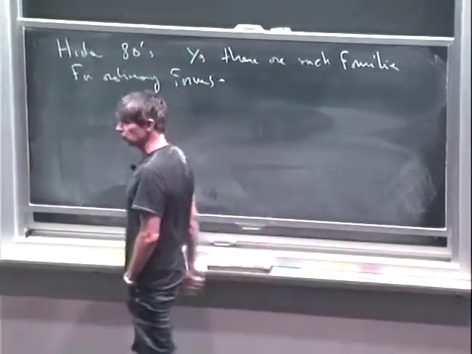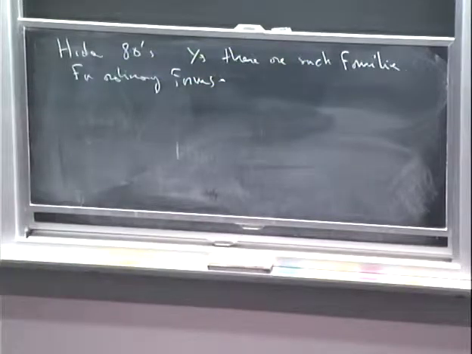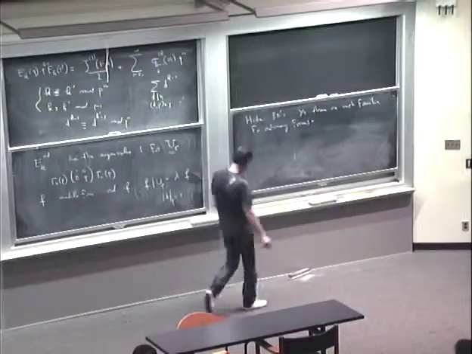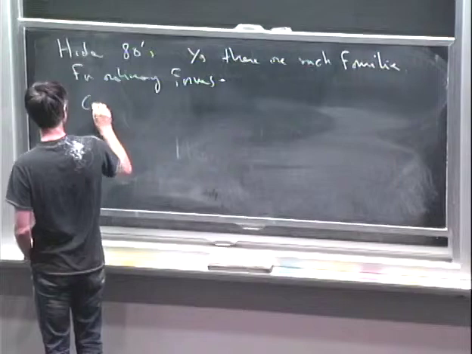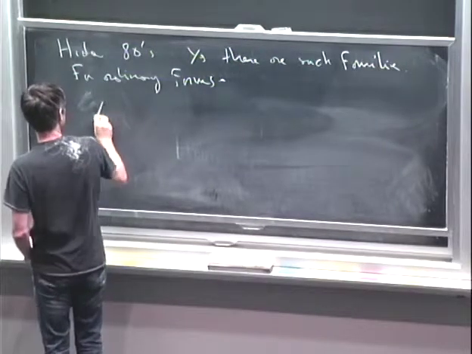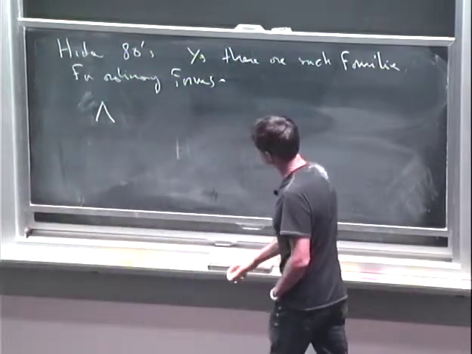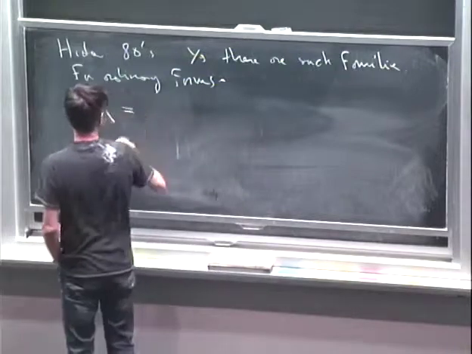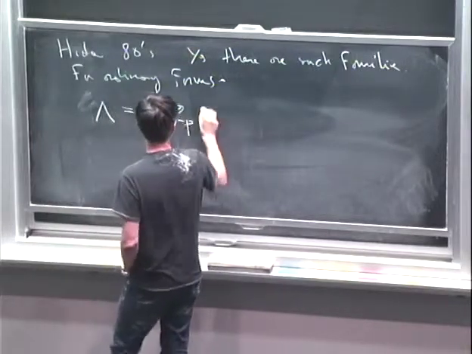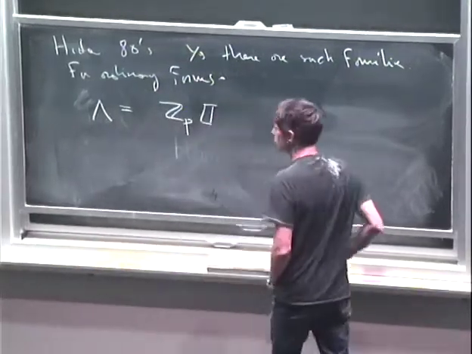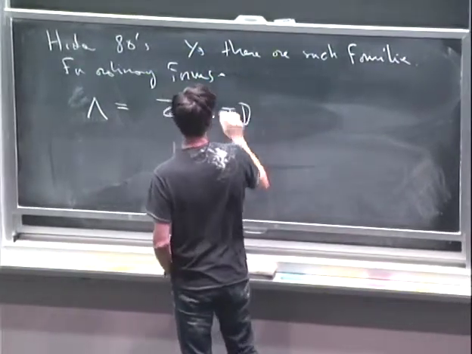So the way that Hida proves this result is he constructed... So let's give some notation. Let lambda be the Iwasawa algebra. So take the formal power series in one variable, with coefficients in Z_p.